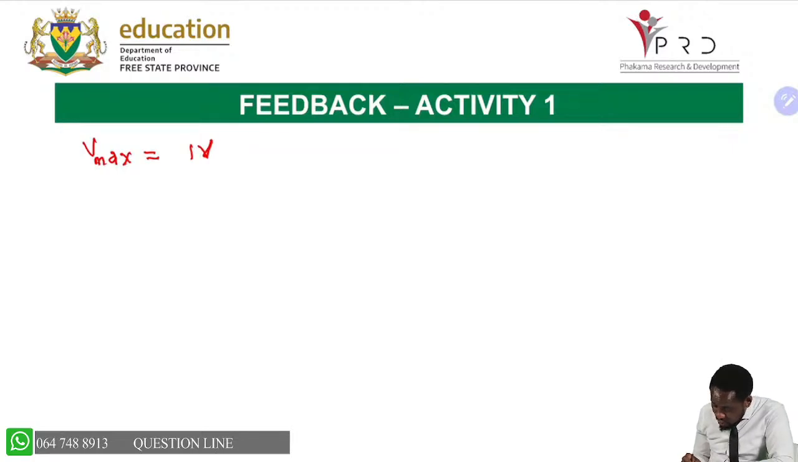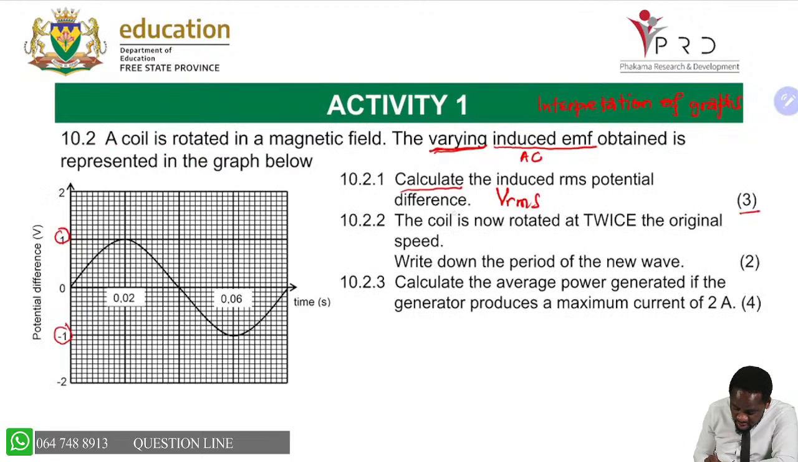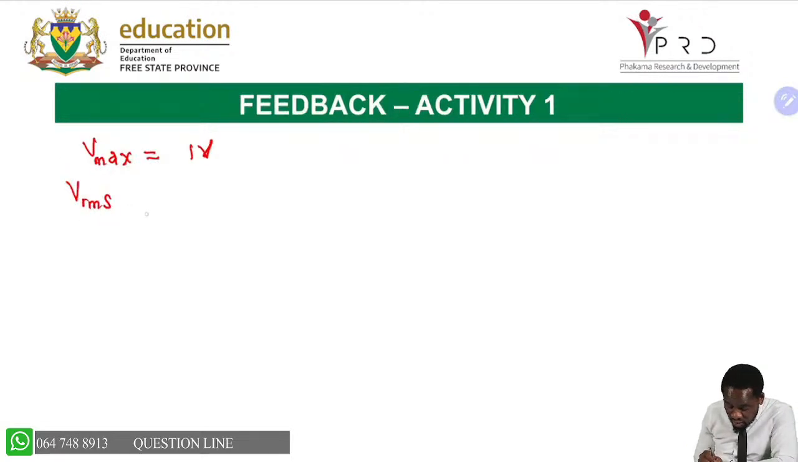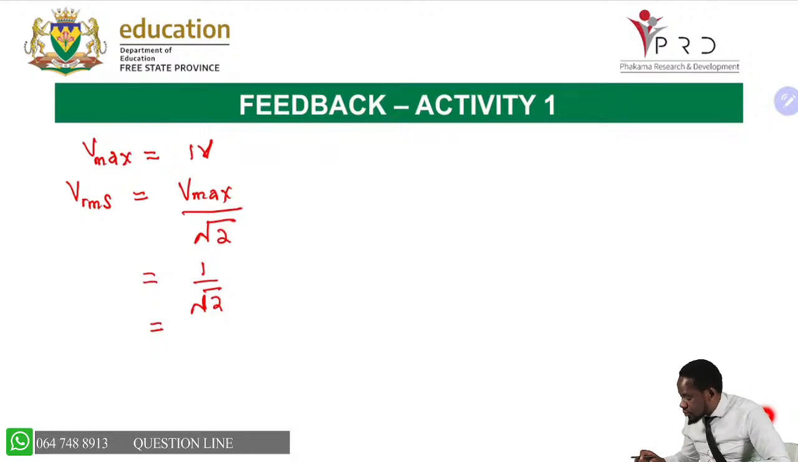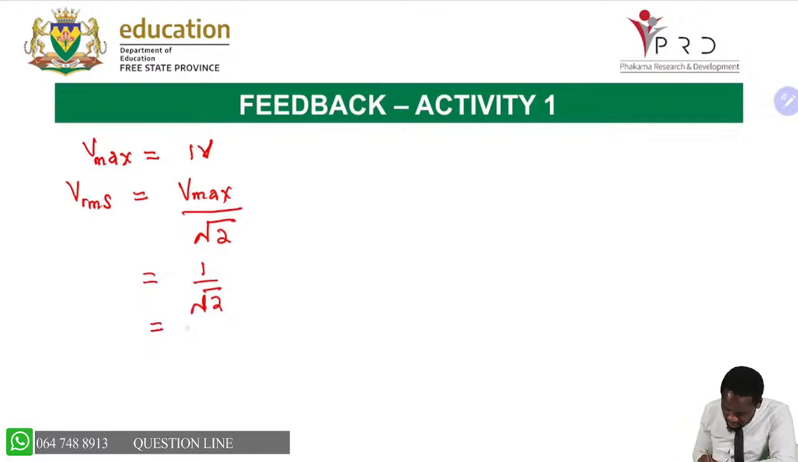And then what does the question require of us? It wants us to calculate the root mean square potential difference, right? So we're looking for VRMS, the root mean square voltage, which is equal to V max, the peak voltage, over root 2. That's as easy as it gets. So it's going to be 1 over root 2. What is 1 over root 2? 1 divided by root 2, which is root 2 over 2 volts. So that is like 0.71 volts. This is our VRMS.